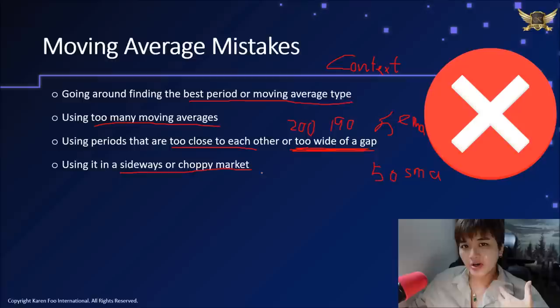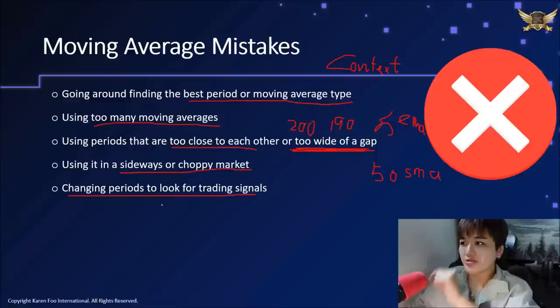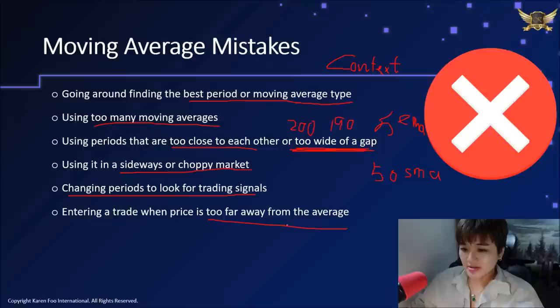Just like how people who are supposed to trade dollar yen, euro dollar, they couldn't find a trading signal. You know what, there's no trading signal. Let me try and find a trading signal in a currency that I don't understand, an exotic pair. Entering a trade when the price is too far away from average, I showed you just now, and not learning how to spot false signals, false crossovers.